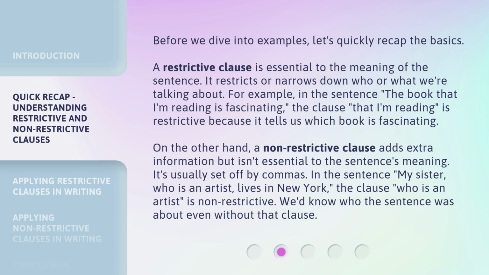On the other hand, a non-restrictive clause adds extra information but isn't essential to the sentence's meaning. It's usually set off by commas. In the sentence, "My sister, who is an artist, lives in New York," the clause, "who is an artist," is non-restrictive. We'd know who the sentence was about even without that clause.